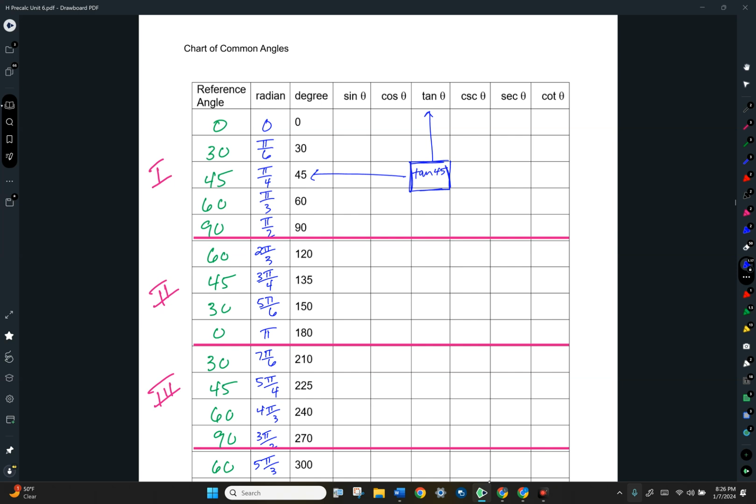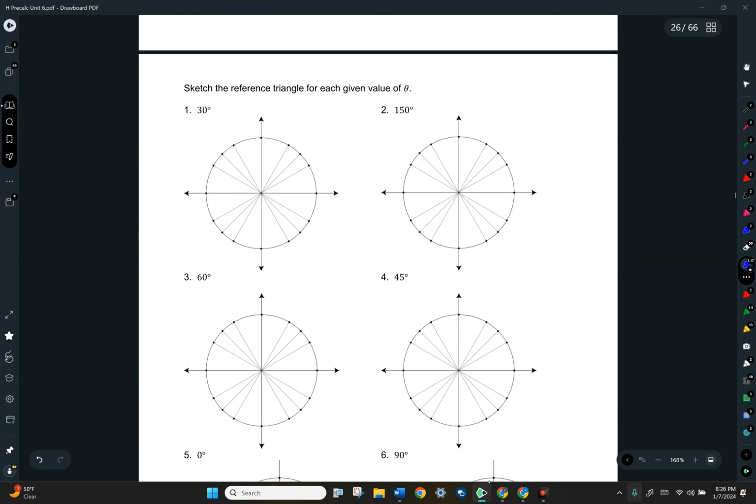So this is going to be our big chart. If I want to know any of the trig functions of any of these special angles, this is the chart we're going to go to. In order to do this, let's draw some pictures. Let's start with a 30-degree angle. If I sketch the 30-degree reference angle, there's my initial side, there's my terminal side. I know that this is my 30-degree angle.